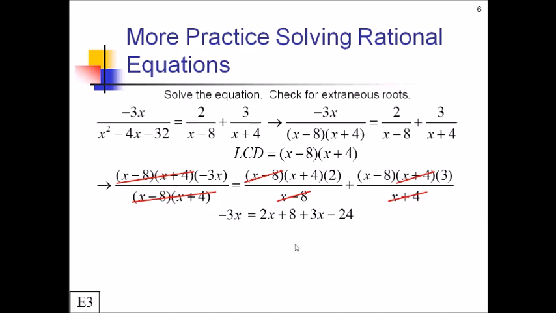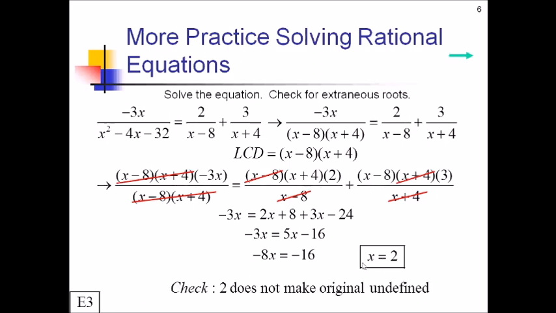Collecting things now, we've got 5x minus 16 on the right side. We can move this 5x over here to give us negative 8x. Dividing is going to be x equals 2. And just double checking, we'll notice that if we try plugging that back in, it doesn't give us any problems in any of the denominators. We don't get 0 anywhere. So that's a good final answer.